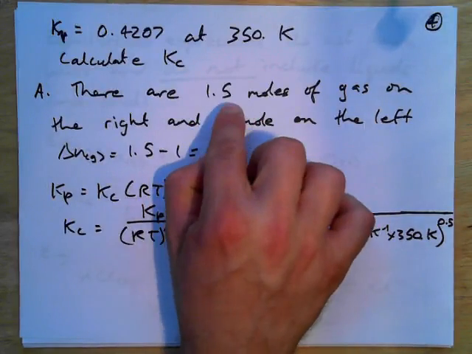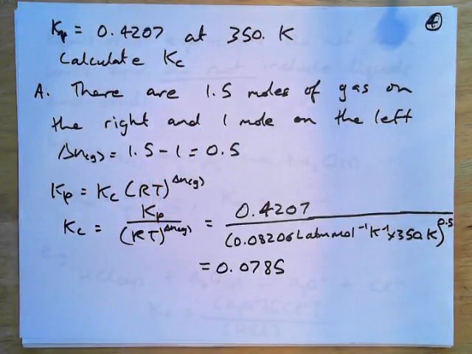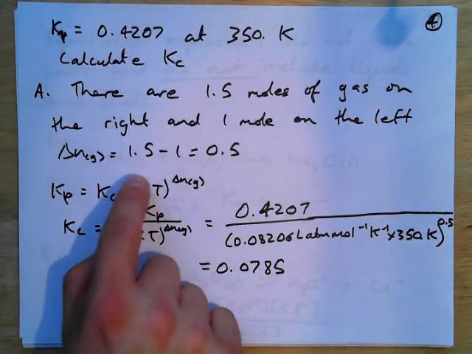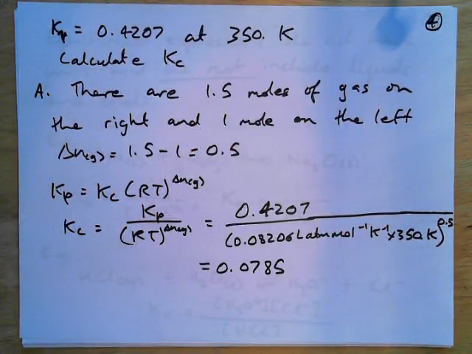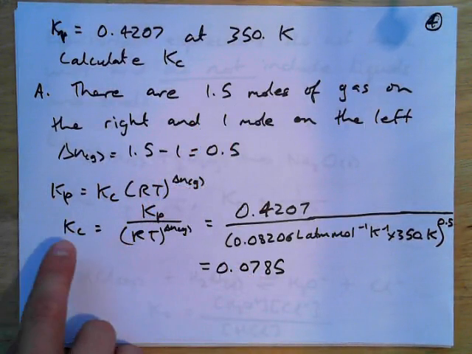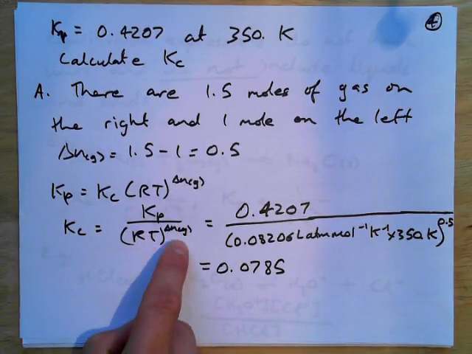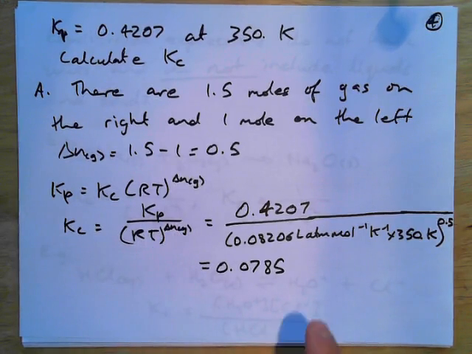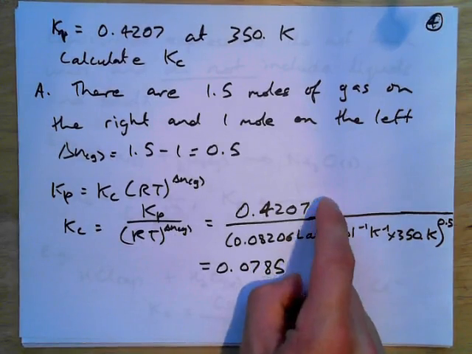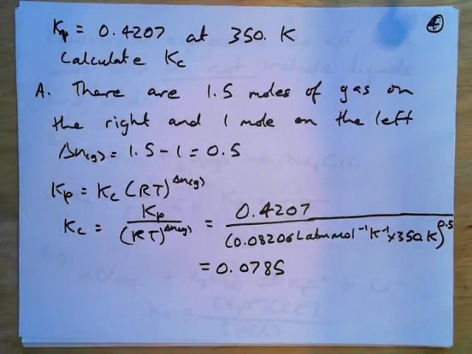So as I've got here, 1.5 moles of gas on the right and 1 mole on the left. So the difference in these two is 0.5. So 1.5 take away 1 is 0.5. So this will be our delta n value. So I'll rearrange this equation and I get Kc equals Kp divided by RT to the power of 0.5. I'll put in these values. So 0.4207 was our original Kp value.